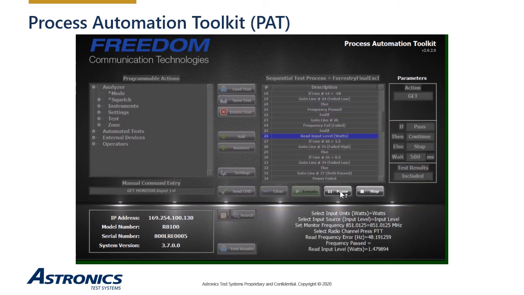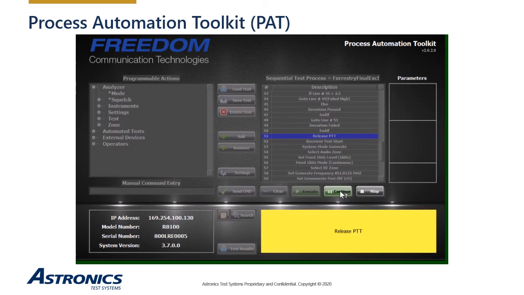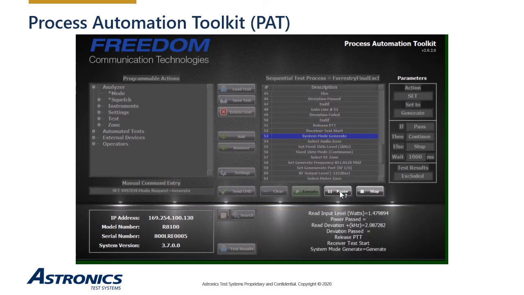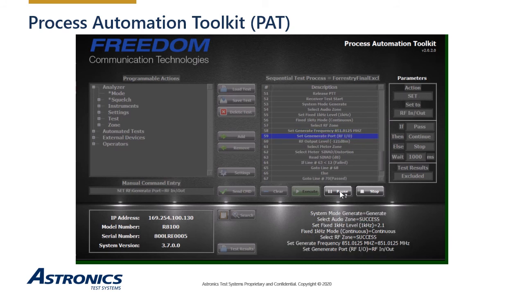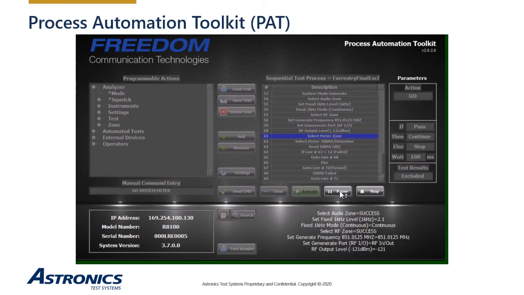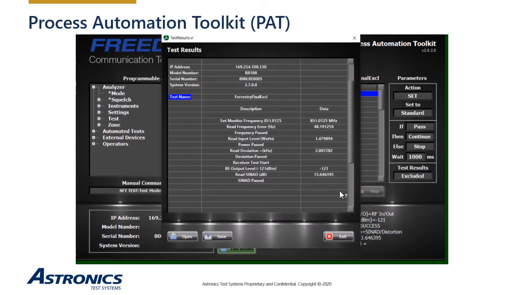The measurements are now taking place and scrolling through at the bottom right hand side of the screen. Release the PTT because we finished with the transmitter test. Now we're going to continue with a receiver test, the receiver sensitivity or 12 dB SINAD. Setting up the unit in the generate mode, level at minus 121 dBm. We're looking for better than 12 dB of SINAD.